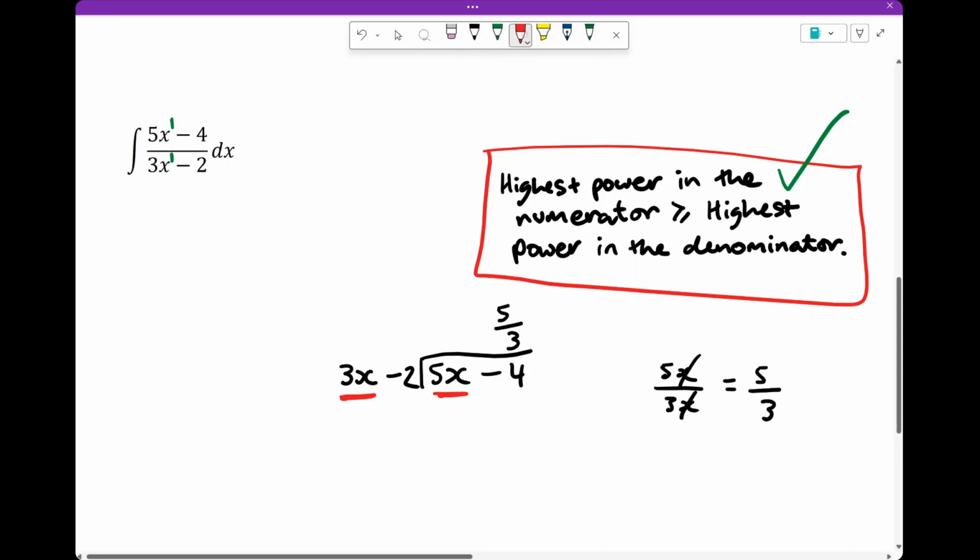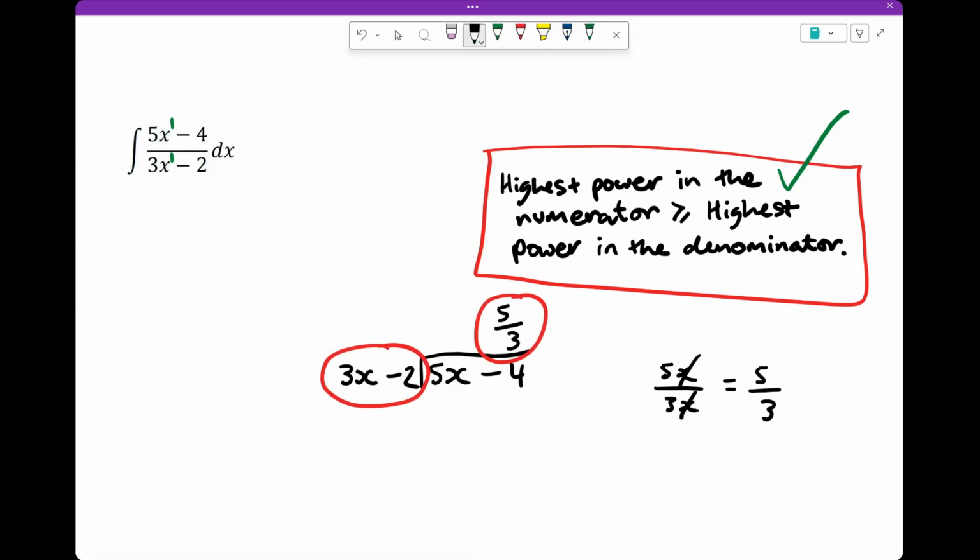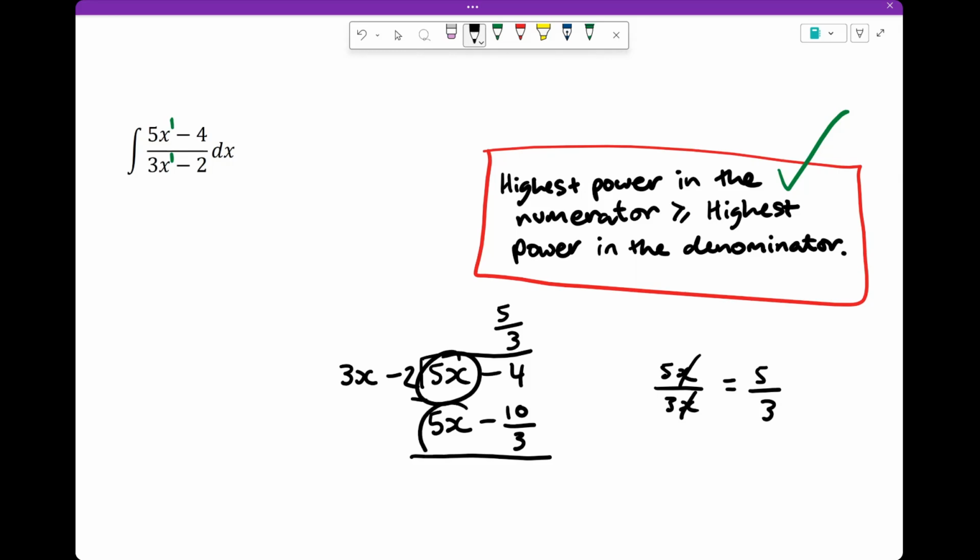And then we would take that 5 over 3 and multiply by the 3x subtract 2. So 5 over 3 times 3x would give me 5x. And then 5 over 3 times negative 2 would be negative 10 over 3. Then we're going to subtract to find our remainder. So 5x subtract 5x is 0x. And then we've got negative 4 subtract negative 10 over 3. So subtracting a negative, that's going to be addition. So we're doing negative 4 plus 10 over 3. So that would give me negative 2 over 3.